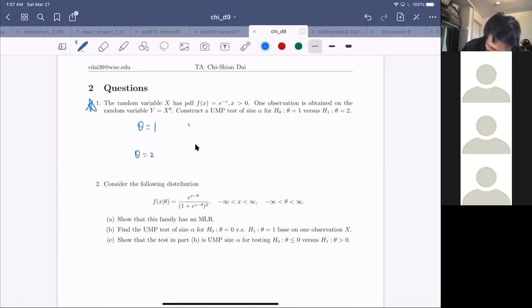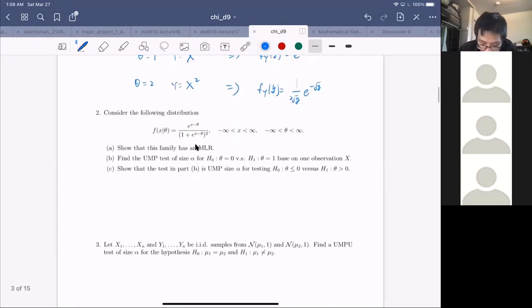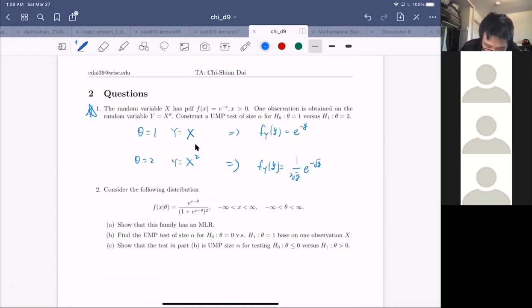Okay, we say the values are x and x squared, and we can calculate the density. The first one, the density is x. And the second one, the density is like this. Is this right? Yes. Okay. And we want to find the UMP test.